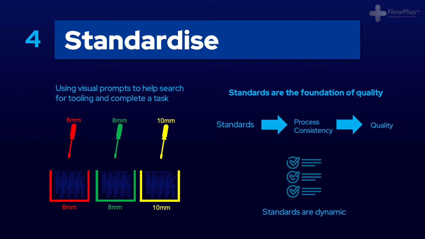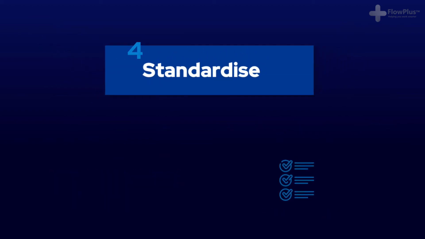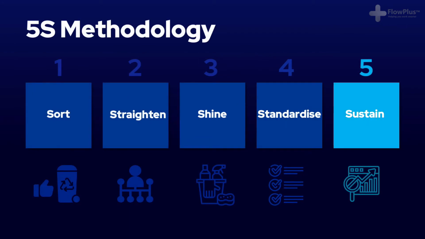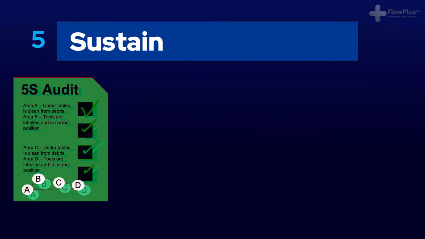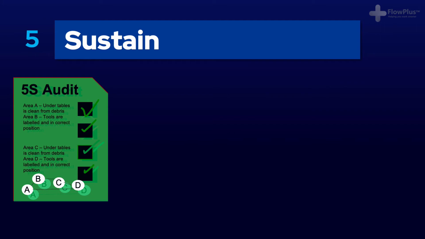Standards are the foundation of quality. There is another module focused directly on how to create standards, so please refer to that if you need extra advice. Sustain is the final part of 5S and is what differentiates the true lean companies from the less experienced.